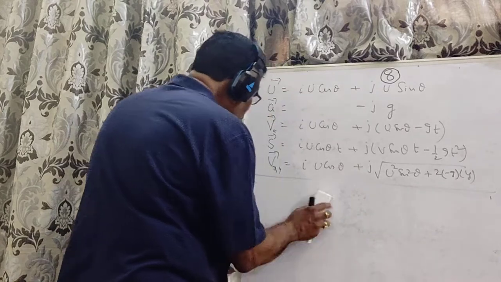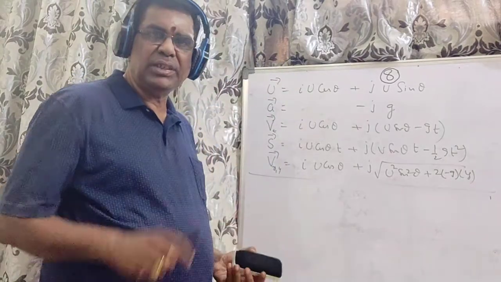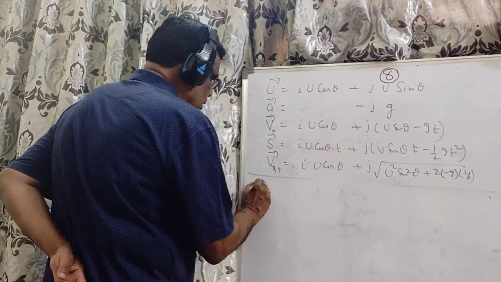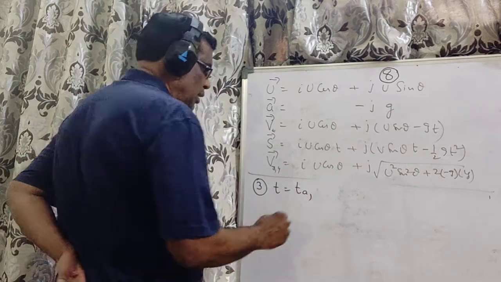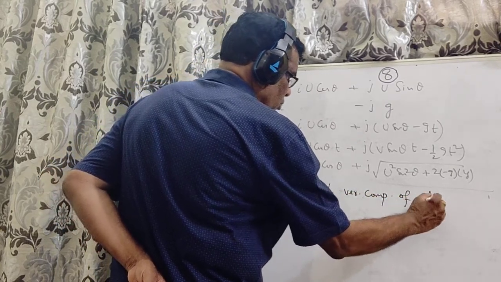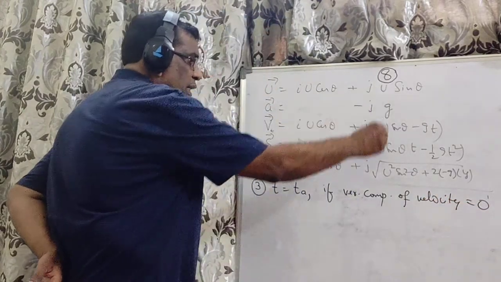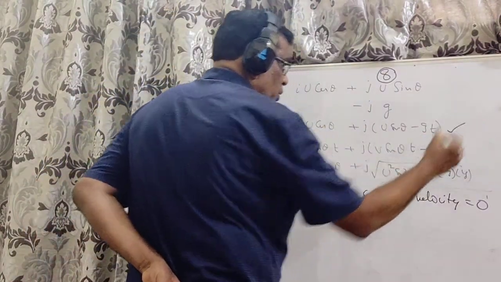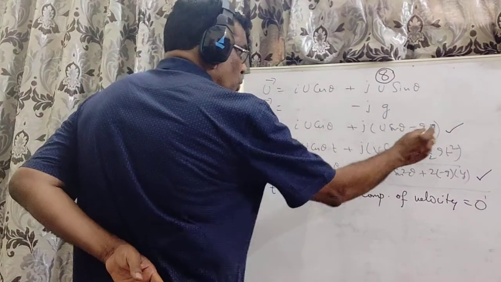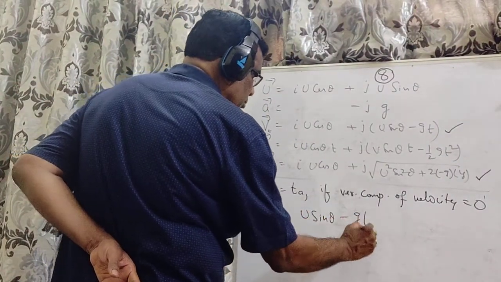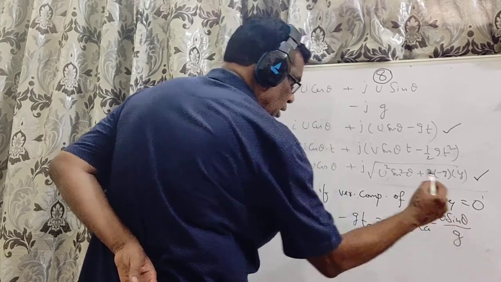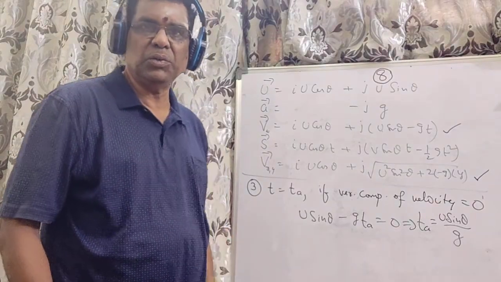Say, for example, what time does it take for the body's vertical velocity to be zero, and what is its displacement? For example, I am looking at 3. I would call it t is equal to TA if the vertical component of velocity is 0. There are two vertical components, one that pertains to time, the other that pertains to displacement. First, we are interested in time, therefore we look at it. If I put that equal to 0, this implies TA is equal to u sin theta by g.